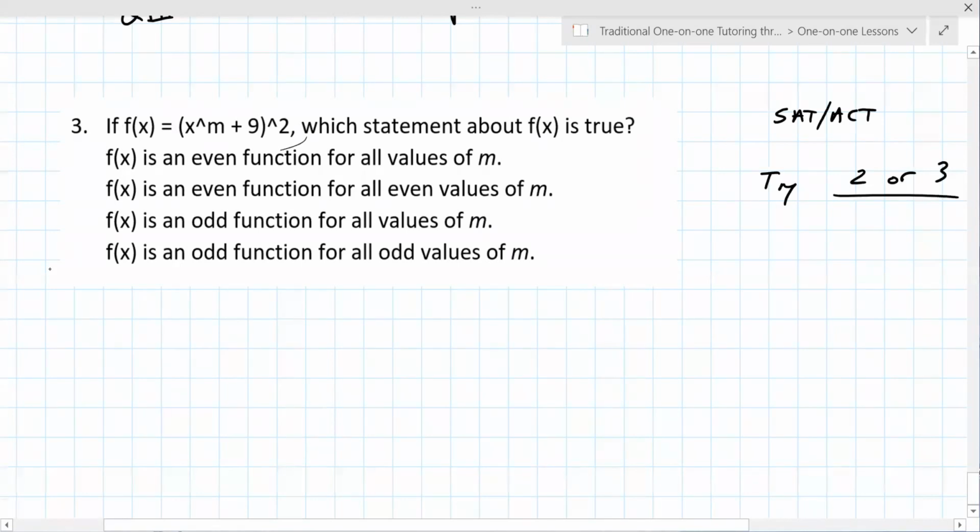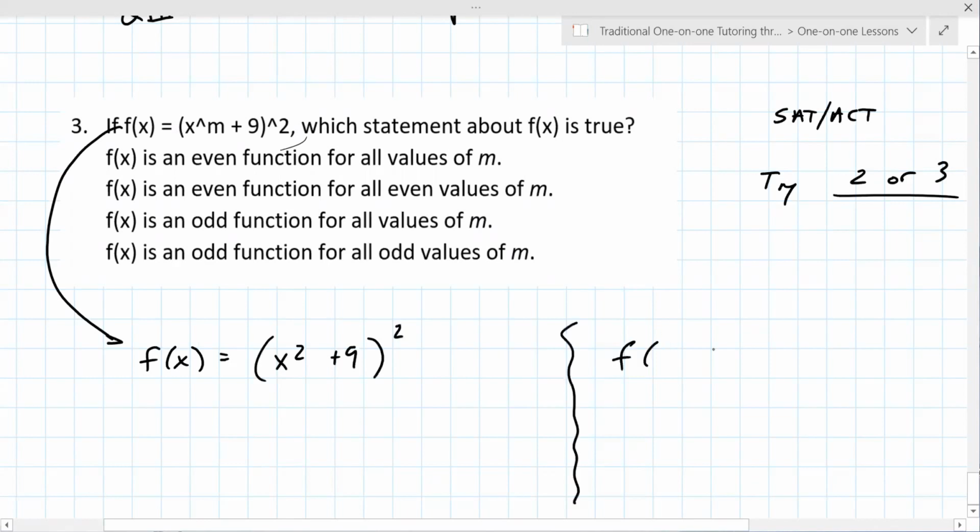So what I mean is, let's do this problem for f of x equals x squared plus 9 to the power of 2, and then let's do the problem maybe for f of x equals x cubed plus 9 to the power of 2. Is it clear that all I did is make that m the value of 2 and the value of 3? Yeah. Okay.